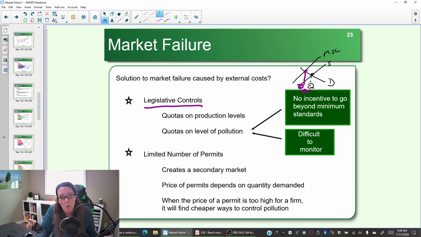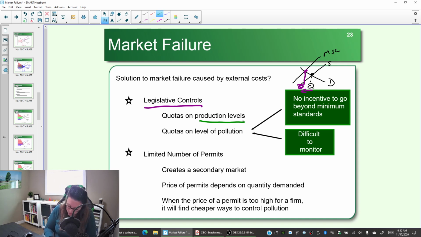So one option to help deal with the air pollution is to have legislative controls. The government of Alberta could say, hey, Nova, you are only allowed to make X number of kilos of plastic pellets. That's it. So we could put a quota on the production levels. Do you think that would go over well? Probably not.